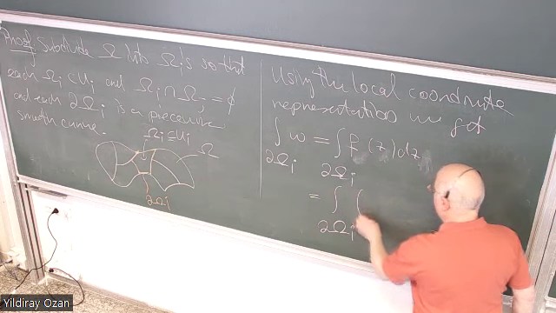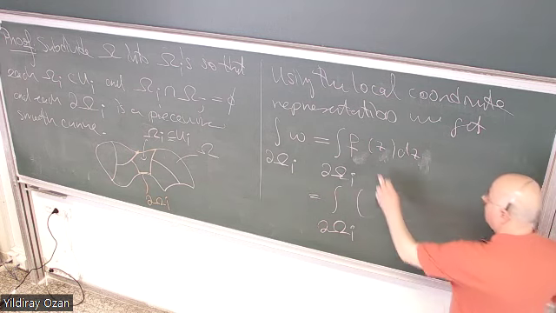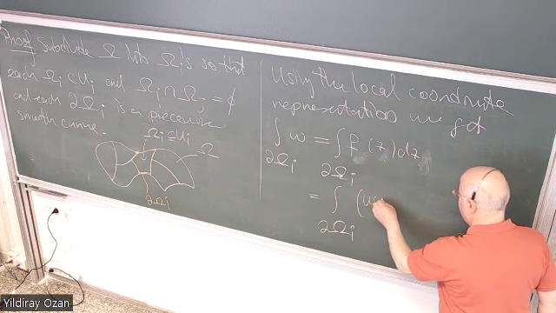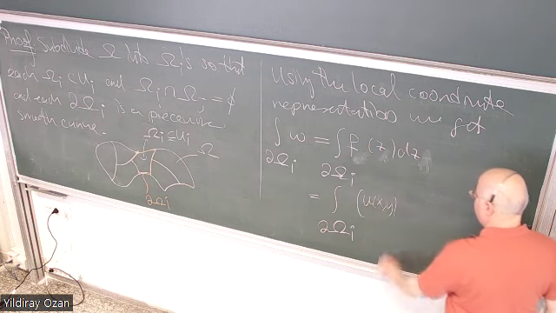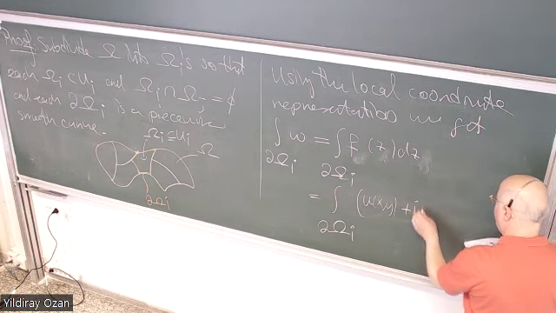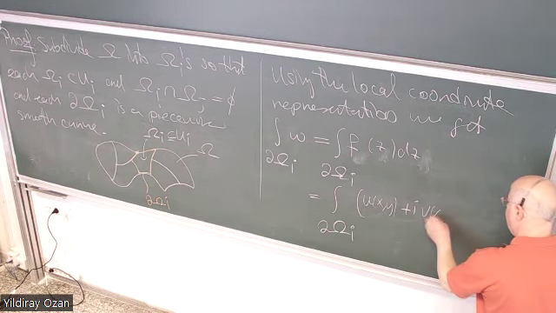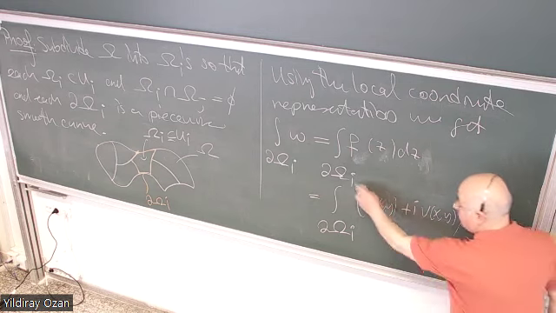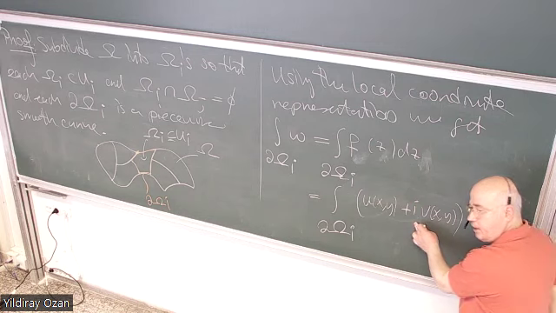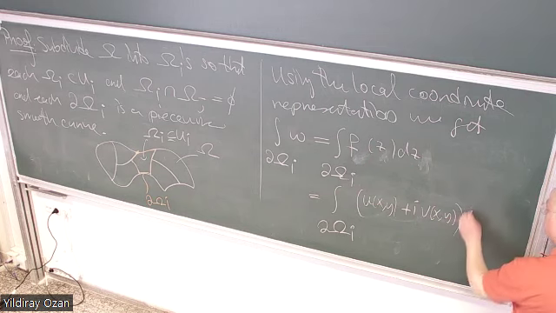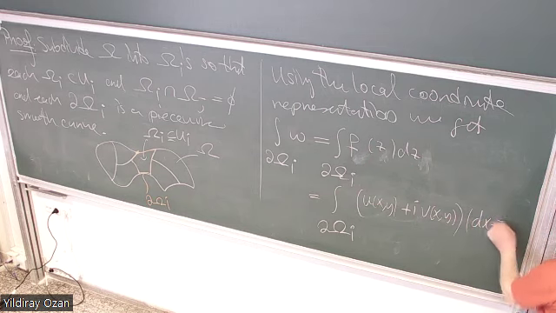This function f has real part and imaginary part. Real part is just, let's say, u of x y plus imaginary part i v of x y. So this i is not this i. This is the complex i. This is the index i. dz is dx plus i times dy.